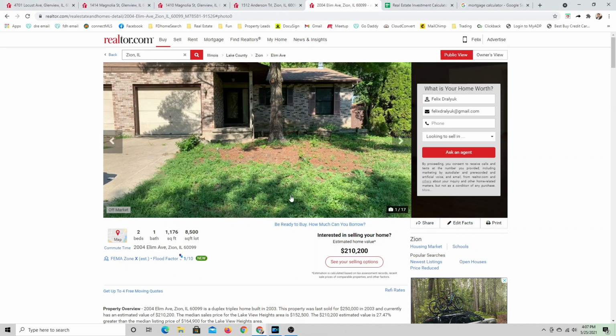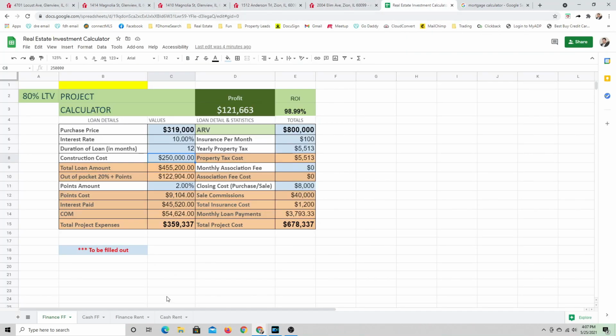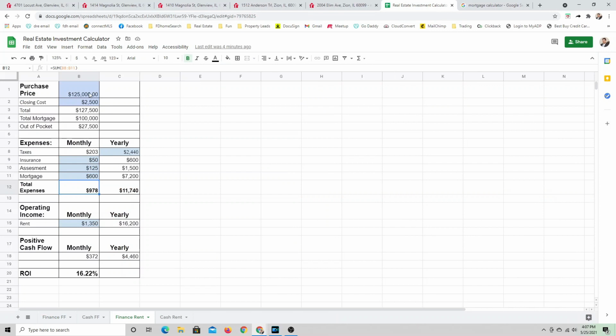Here is a similar property. This home rented for $1,425 per month. So we're going to go back to this one. Let's take a look at the calculator. $125,000, roughly $2,500 closing costs, $2,400 taxes, $60 insurance. Rent, we're looking at $1,400 a month roughly.